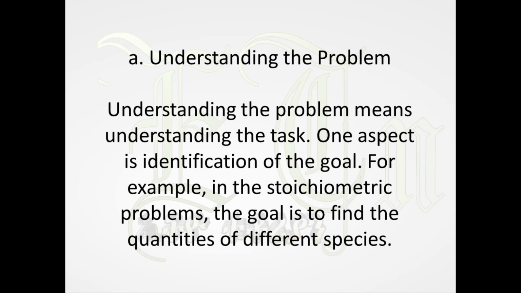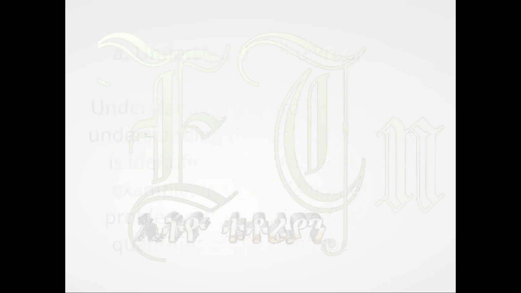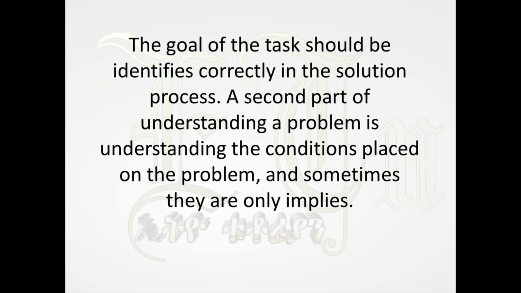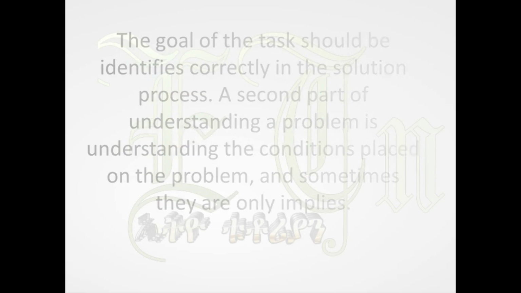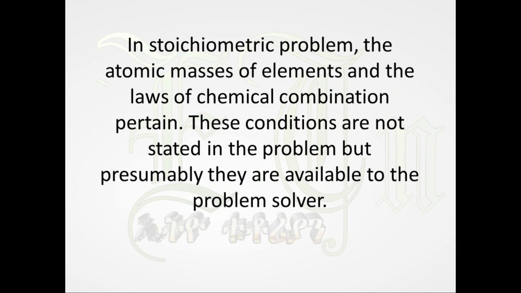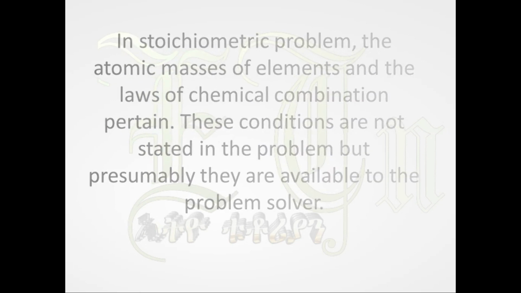For example, in stoichiometric problems, the goal is to find the quantities of different species. The goal of the task should be identified correctly in the solution process. A second part of understanding a problem is understanding the conditions placed on the problem, and sometimes they are only implied. In stoichiometric problems, the atomic masses of elements and the laws of chemical combination pertain. These conditions are not stated in the problem, but presumably they are available to the problem solver.